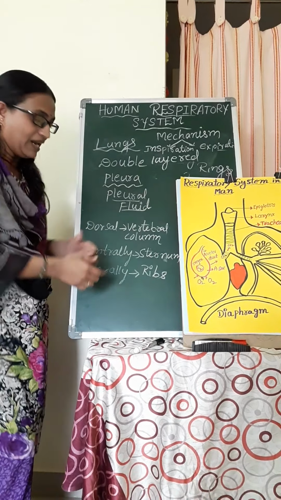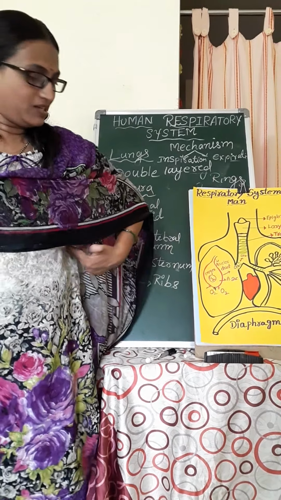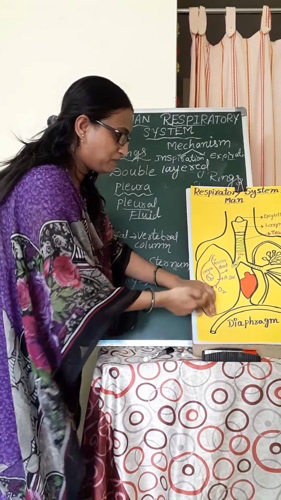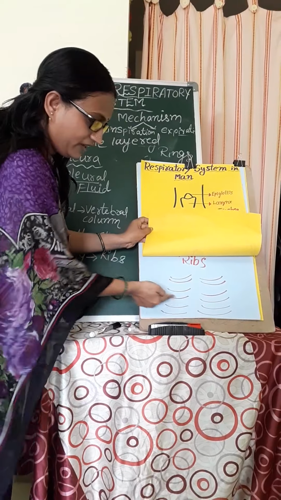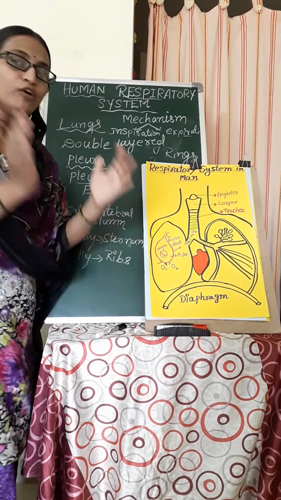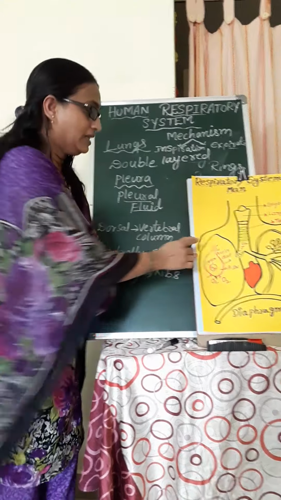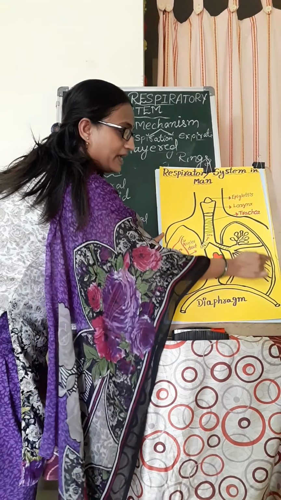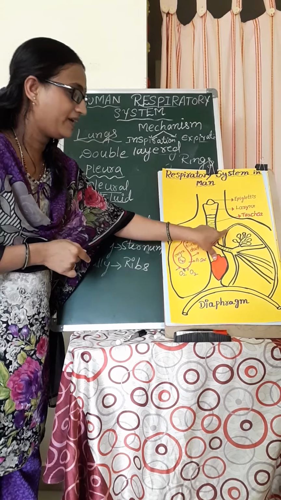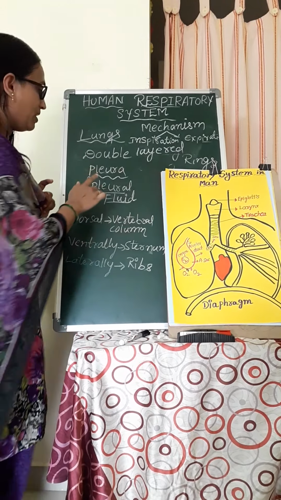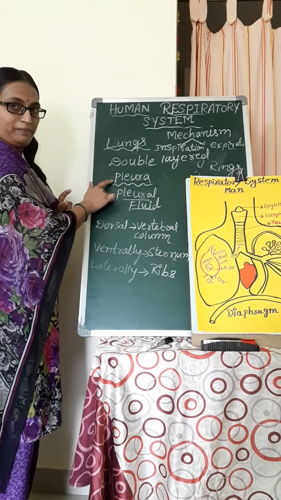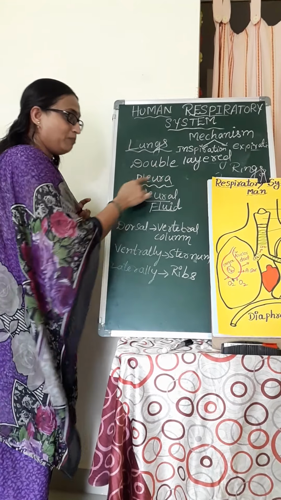Okay, and laterals. These are the lateral sides. Laterally we are having ribs. So on four sides the lungs are being protected. Moreover, they are covered with a double layered membrane, called the pleura membrane.